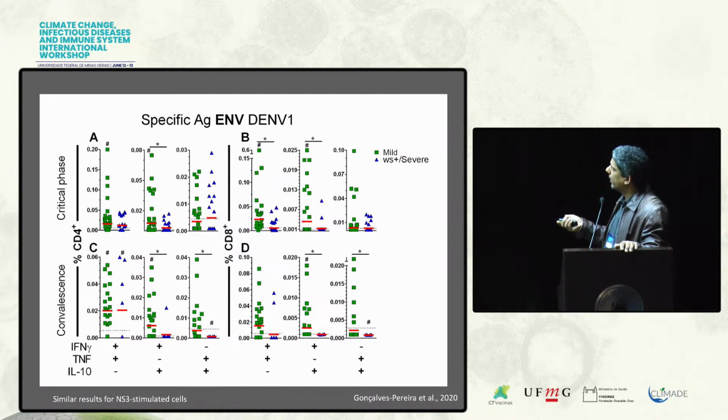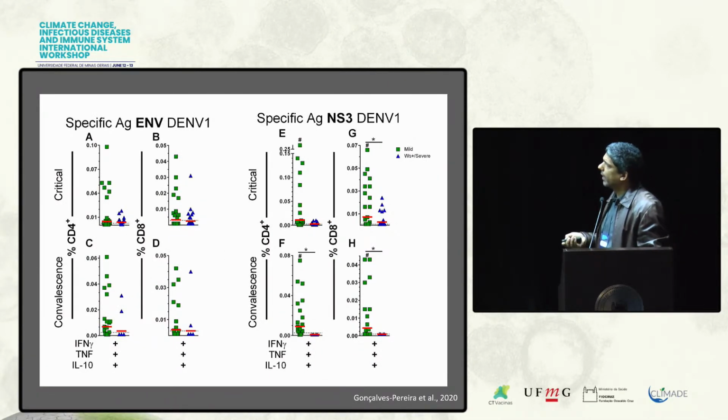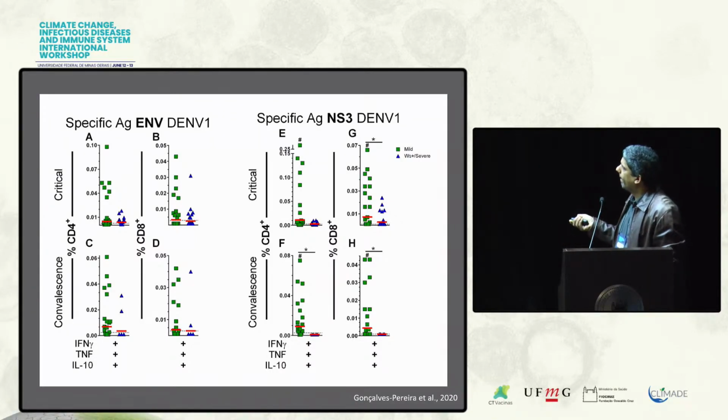And we also found this very interesting population of CD8 producing interferon gamma and TNF, which are very potent inflammatory T cells. And we also found cells producing the three cytokines, both, especially CD8s, but CD4 here too in the convalescence, but CD8s in the critical and convalescent phase producing the three cytokines.